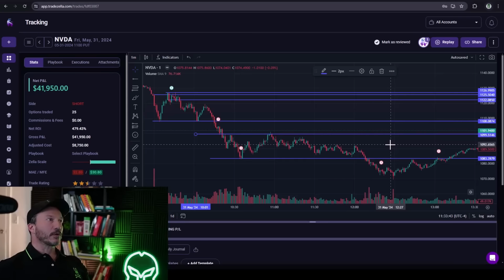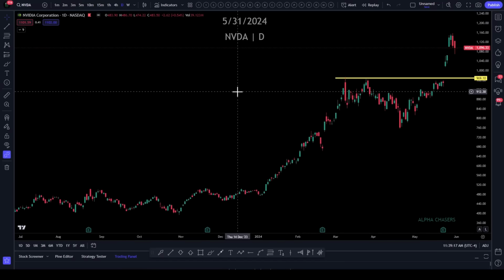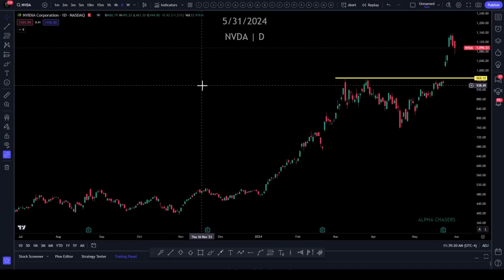Let's walk through the whole trade, and I'll show you the timestamps. So let's talk about how you can do this trade, whether you're doing it with stock or options. It really doesn't matter.